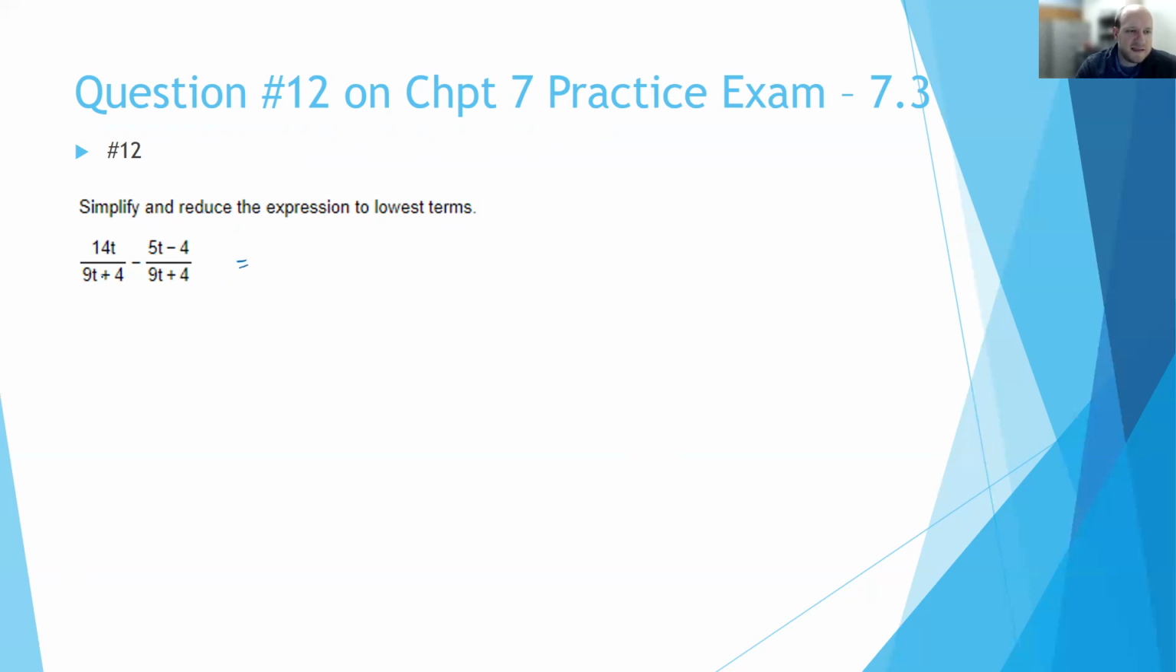I noticed the 9t plus 4 and the 9t plus 4 are the same. So we can go ahead and kind of combine the numerators there. Now, the only thing with this one is we have a minus, so that minus sign right here applies to both terms on the numerator there with the 5t minus 4. So let's go ahead then and distribute that minus sign. So we have 14 minus 5t plus 4 all over 9t plus 4.